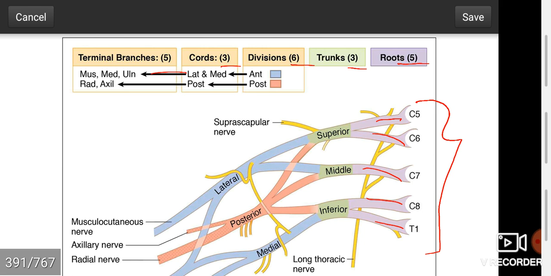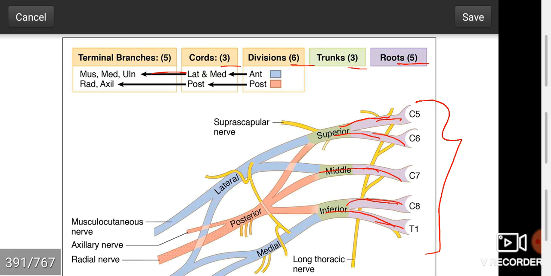They are the roots. Then these roots are making the trunks. The superior root and the superior trunk is made of the roots of C5 and C6. The C7 ventral ramus by itself making another trunk, which is the middle trunk, and then from the combination of C8 root and T1 root, we can see another trunk, which is the inferior trunk. So it was the concept of trunks.